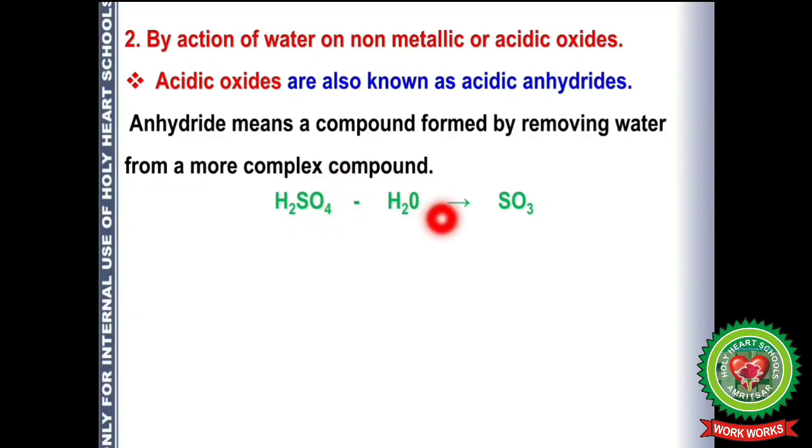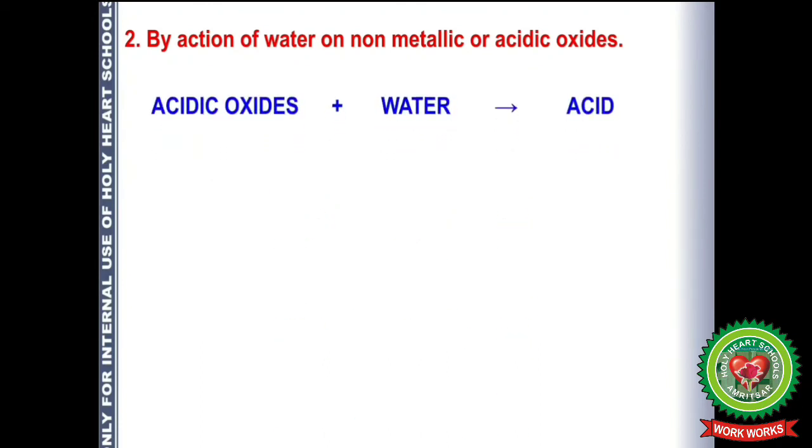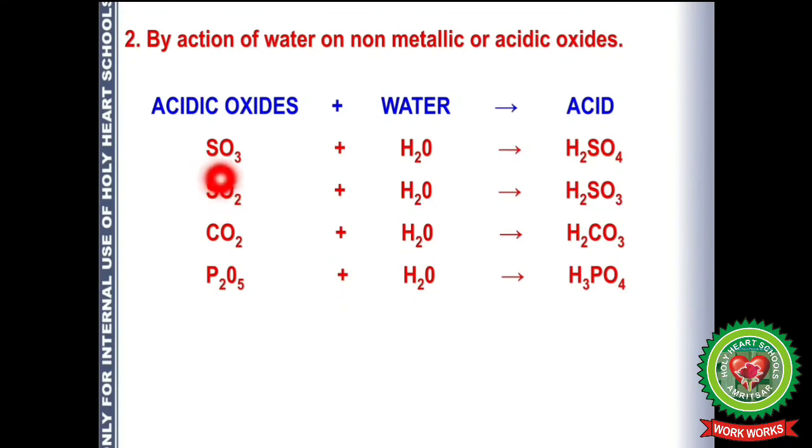So a compound from which water is removed, and the leftover compound, is known as anhydride. Let's take up an example. Acidic oxides react with water and form acid. If we have SO3, that is sulfur trioxide, when it reacts with water, it forms sulfuric acid. SO2, sulfur dioxide, when it reacts with water, forms sulfurous acid. CO2, that is carbon dioxide, when it reacts with water, forms H2CO3, that is carbonic acid.